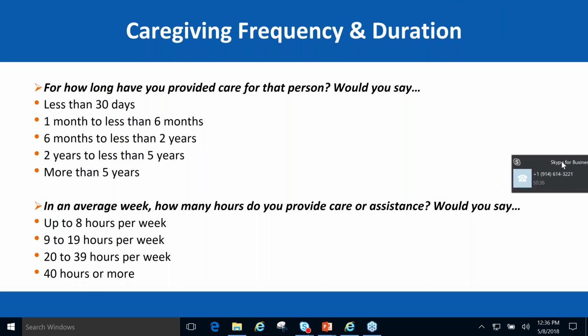So this is not collected in a continuous fashion. These are the response options that caregivers are given. So we would just record their response for that.